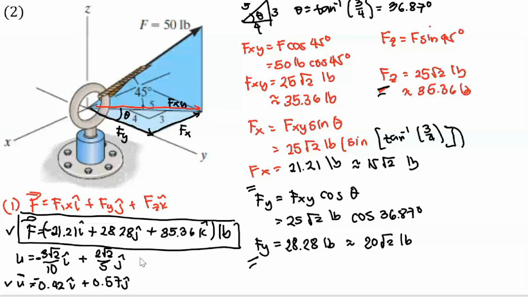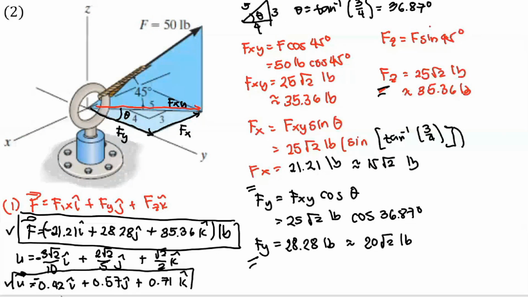0.57. How about this one? This 35.36 is 25 square root of 2 divided by 50. What will be in radical? Square root of 2 all over 2. What is square root of 2 over 2 in decimal? That will be 0.71. Again, if I ask you only the unit vector, you will give me this, the one in decimals.